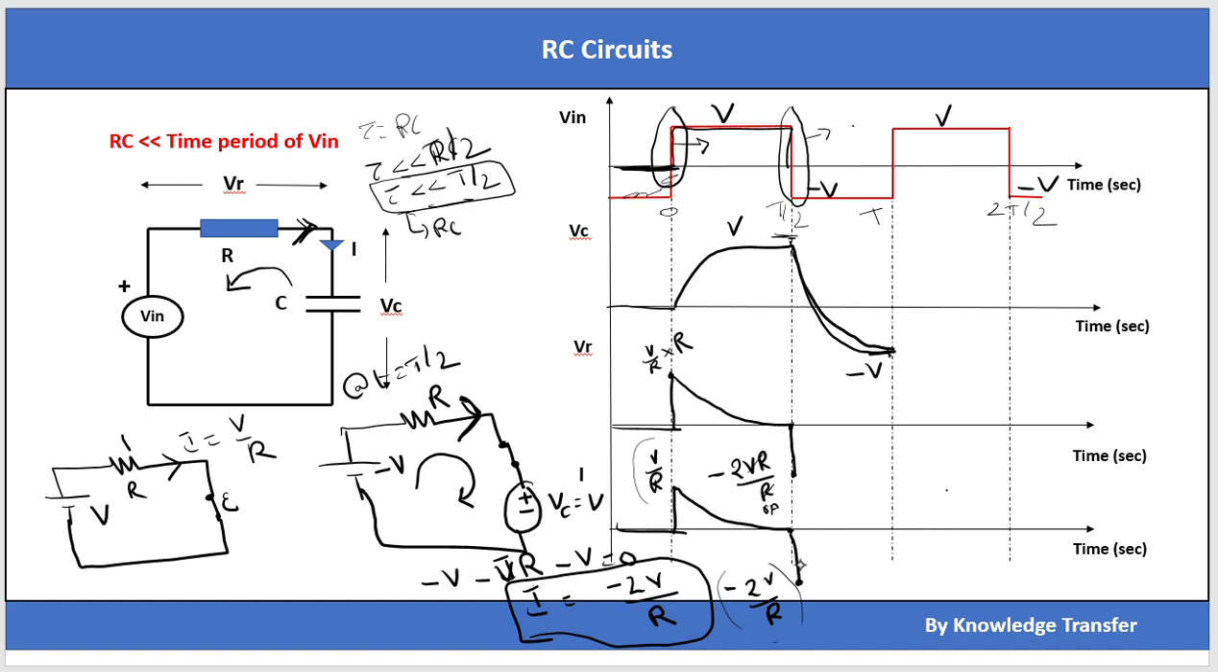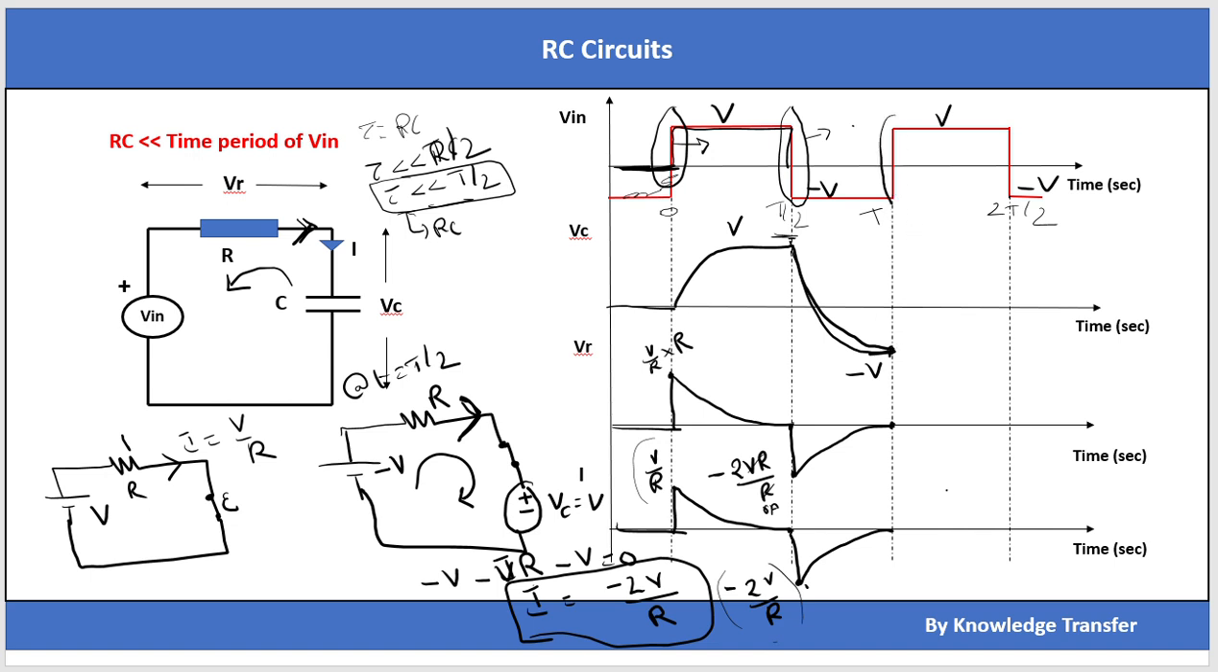So in the same way from here, right, the current flowing through the circuit will eventually become 0 with the time constant RC only. In the same way, voltage across the resistor will follow the current profile only. So from here again, let's analyze at t is equal to t.